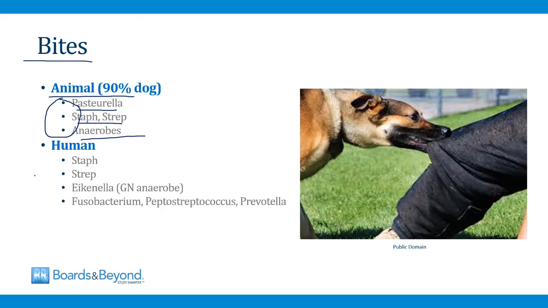Human bites are less common than animal bites, but human bites can cause infection with Staph and Strep, also with Eikenella, which is a gram-negative anaerobe, and also with a number of anaerobes that are found in the mouth like Fusobacterium, Peptostreptococcus, and Prevotella. And so just like with animal bites, there are gram-positive, gram-negative, and anaerobic bacteria that can cause infection after a human bite, so the treatment is going to be with broad-spectrum antibiotics.